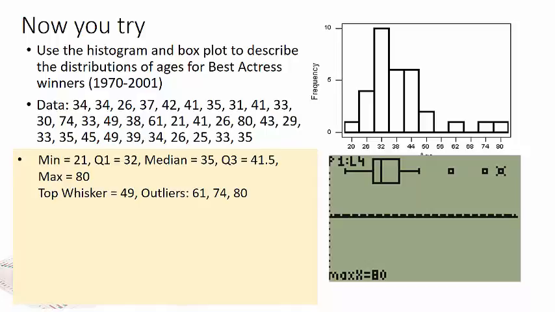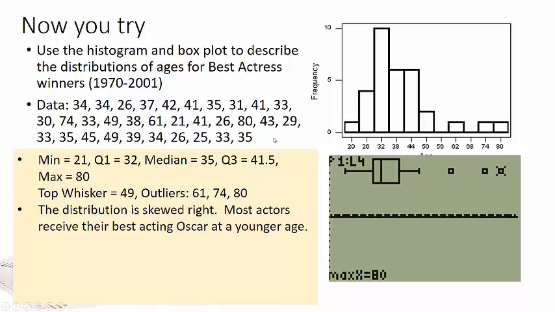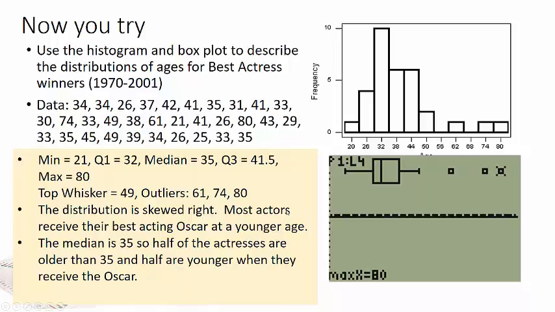But once you calculate it, you should get the min is 21, the Q1 is 32, the median is 35, Q3 is 41.5, and the max is 80. My top whisker is 49, and I have outliers at 61, 74, and 80. So you could say the distribution is skewed right. You know, most actors get their Oscar at a younger age, but we have a few people here that are pulling the average up right here. The median is 35, so half of the actresses are older than 35 and half are younger when they receive the Oscar.